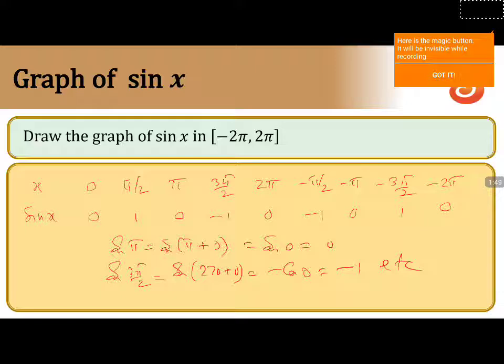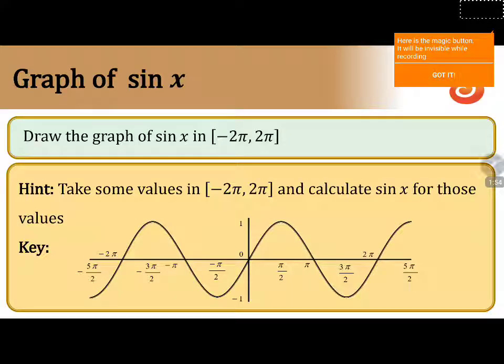If you take up the graph for this, sin 0 is 0, sin pi by 2 is 1, sin pi is 0, sin 3 pi by 2 is minus 1, sin 2 pi is 0. It goes on like this and coming back, sin minus pi by 2 is minus 1, sin minus pi is 0, sin minus 3 pi by 2 is 1, sin minus 2 pi is 0.